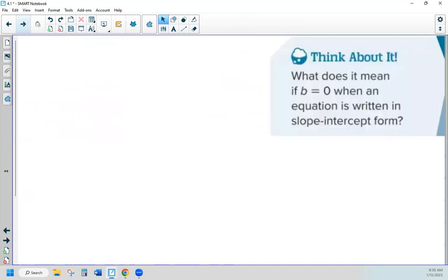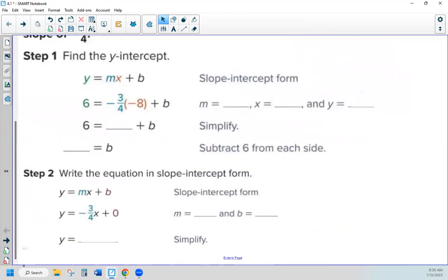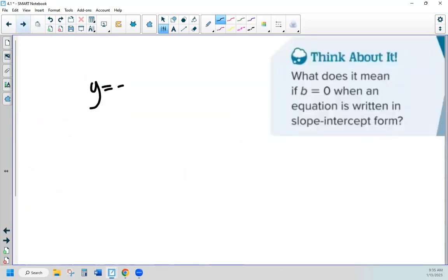We have a little think about it right here to the right-hand side of your book, and it says, what does it mean if b is 0, when an equation is written in slope-intercept form? So the one that we had right now was y equals, I don't even remember it. What was it? Y equals -3/4 x, and then we had +0. So they're asking, what does this mean?